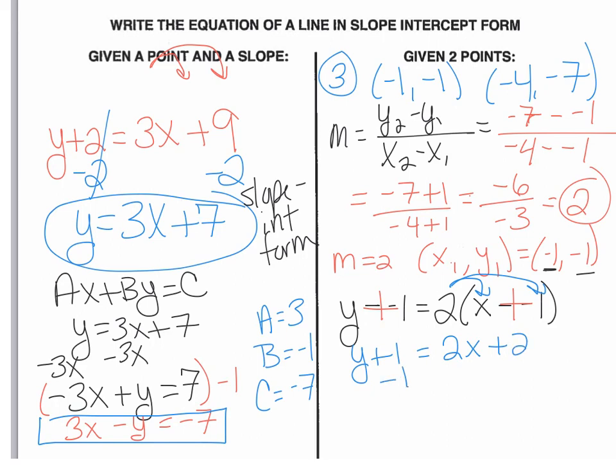And to solve for slope-intercept form, take away the 1 from both sides so that y is all by itself. We really want y to be by itself, be isolated. So you get y equals 2x plus 1.